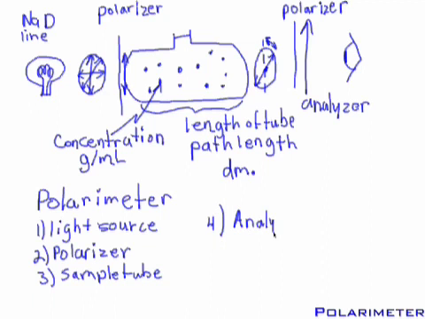And the analyzer has a degree scale that allows the rotation to be measured. And remember that two measurements are always taken. One, you must zero the device utilizing solution with no enantiomer, and then you measure the rotation afterwards. All right.